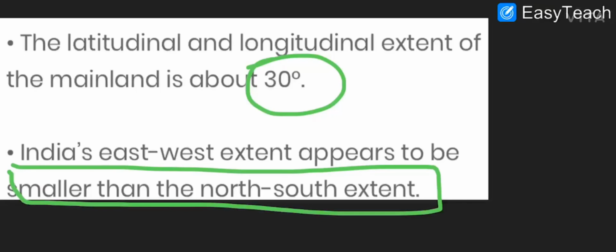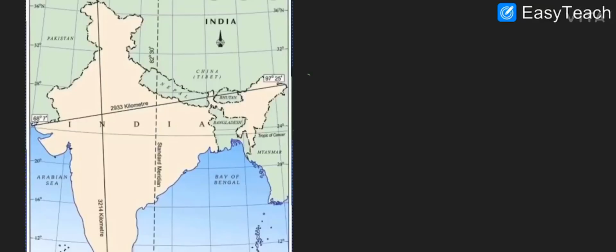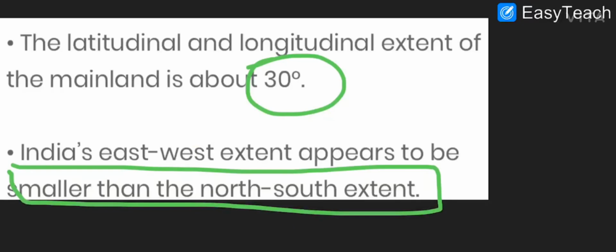East-west extent जो है north-south extent से छोटा है. कैसे? Let's see. Now see this map and tell me, north-south extent बड़ा है कि east-west? Obviously the north-south extent is larger. 3214 किलोमीटर ज़्यादा बड़ा है ना 2933 किलोमीटर से. As simple as that. वैसे भी अगर आप simply भी map को देखें तो कौन सा extent बड़ा है? North-south extent बड़ा है, east-west extent छोटा है. Right? So this will again form 1 mark question.